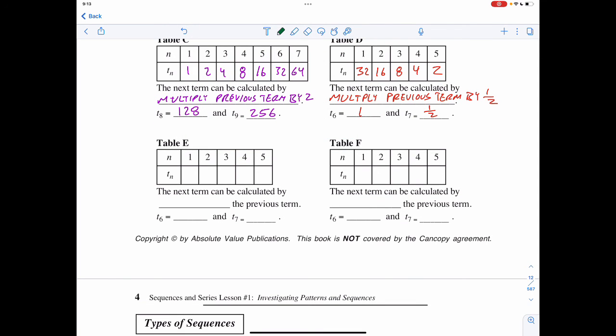For table E, it went 1, 5, 9, 13, 17. How do we get to the next term? By adding 4 to the previous term. So term 6 would be 21, term 7 would be 25.